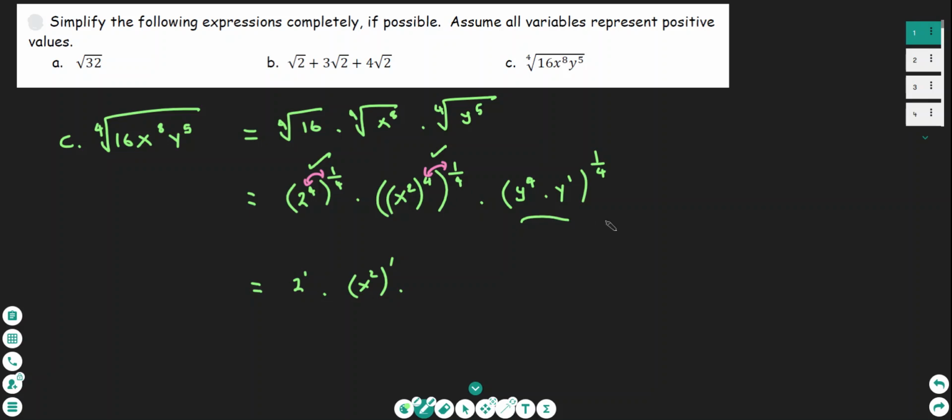And for this one, we are going to apply the rule of exponents. That is, if we have a times b raised to the power of m, we can write this as a to the power of m times b to the power of m. So basically we applied this rule first. Therefore this becomes y to the power of 4 raised to the power of the final root, which is 1/4, multiplied with y to the power of 1 raised to the power of 1/4.